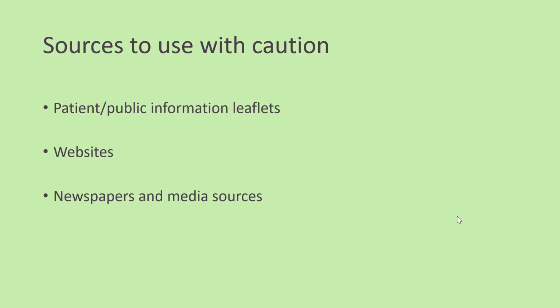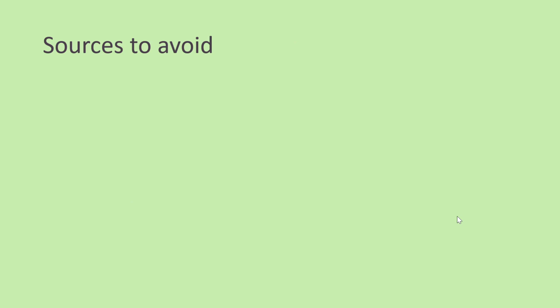However, you might want to reference them to demonstrate what has been said on the topic in the news, and so that would be acceptable. And what should you avoid? I would not recommend using these as sources. Firstly, Wikipedia. Wikipedia gives a good general overview of a topic, but it's not a reliable academic source. It could be edited by anybody, and it may not be accurate. Instead, use Wikipedia to find references from better sources or as a starting point for your own understanding.